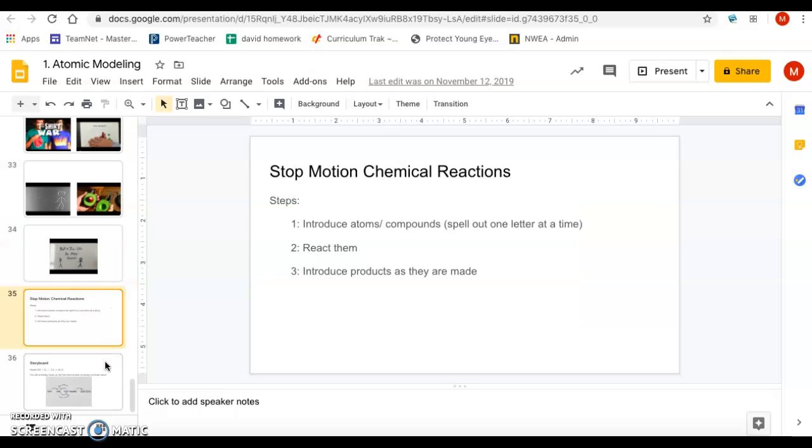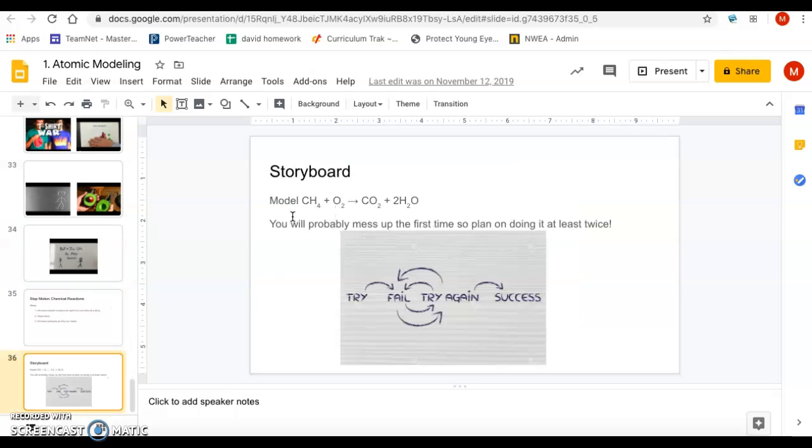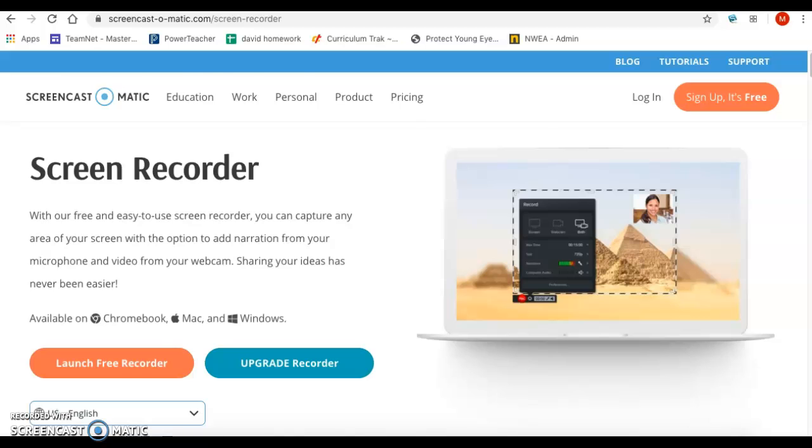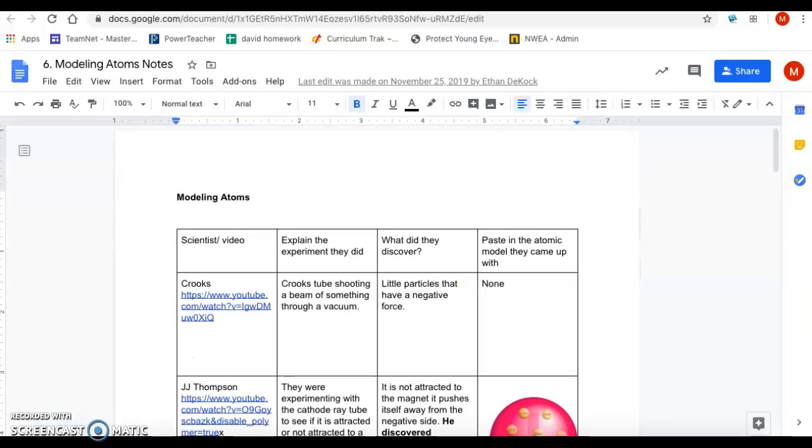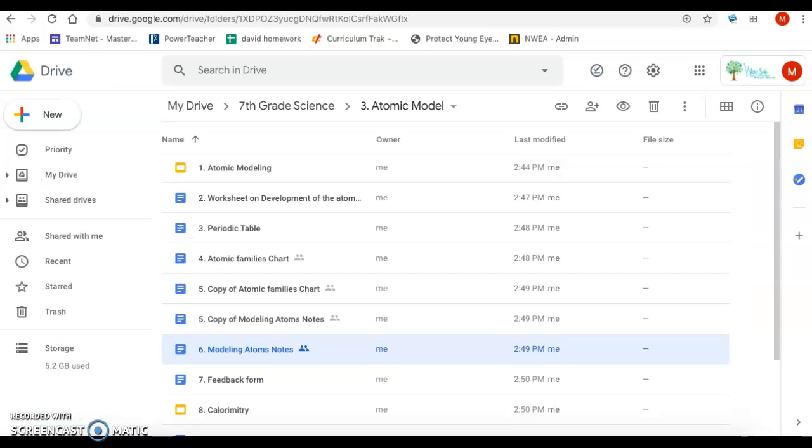Okay. Here's an example one that I showed them, an example reaction, just burning methane to make carbon dioxide and water. Yeah, and so we took a look at that and how to do the stop motions. Get rid of that. Go back to atoms. Cool. So that's that right there.